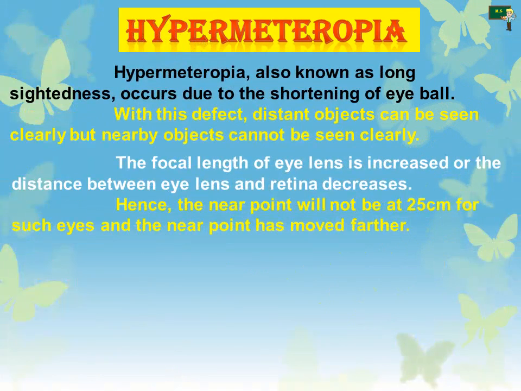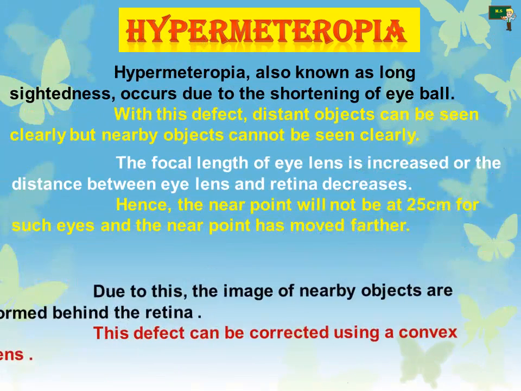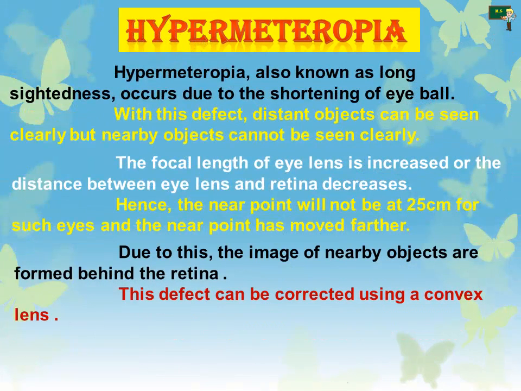The focal length of the eye lens is increased, or the distance between the eye lens and the retina decreases, and the defect occurs here. Hence, the near point will not be at 25 cm for such eyes, and the near point has moved further. Due to this, the image of nearby objects is formed behind the retina. This defect can be corrected using a convex lens.